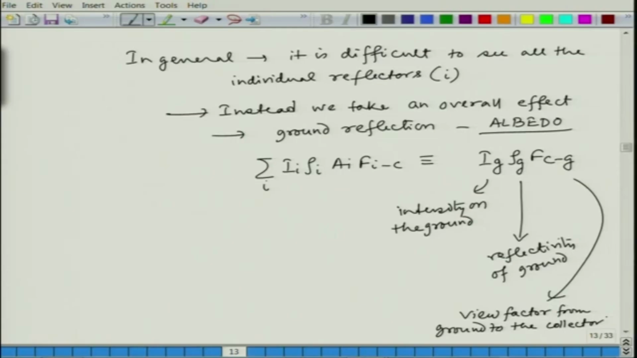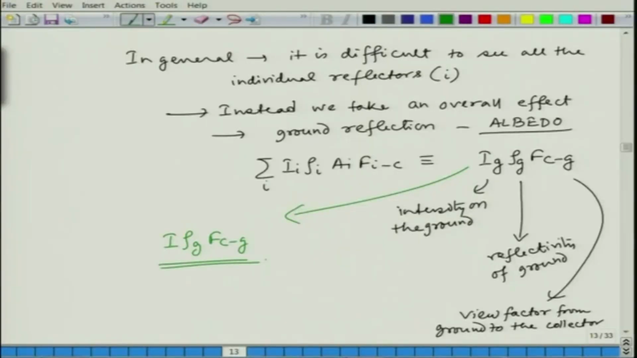Okay. And often this term is written as I rho g F C g, because that particular g on the ground is the horizontal plane, right. Ground is assumed to be the horizontal plane, even if you have some undulations. So, the effective horizontal plane is the ground level, and the same symbol I without any subscript means the intensity on the horizontal plane. So, this we can write.